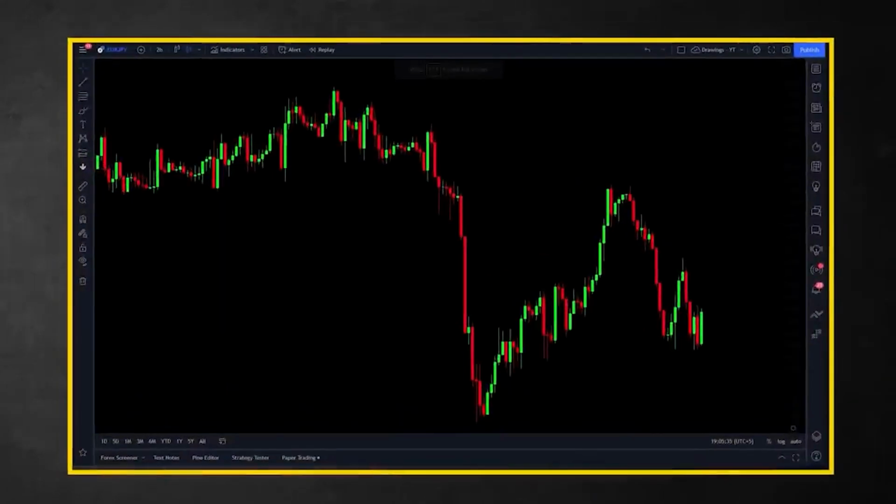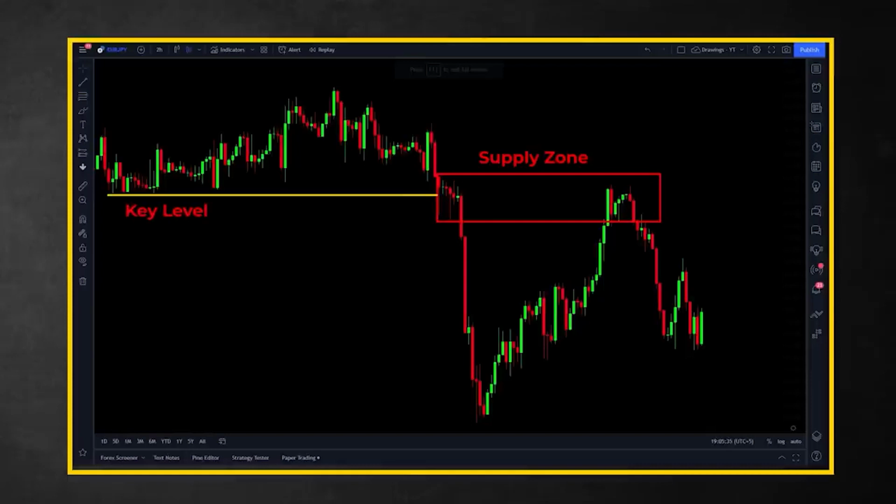Another way to trade supply and demand zones as a day trader is that when you detect a zone on the charts, you should look for key levels in the past. And if you spot any key level at the same level where the zone is, your chances of making profits from that trade will increase.